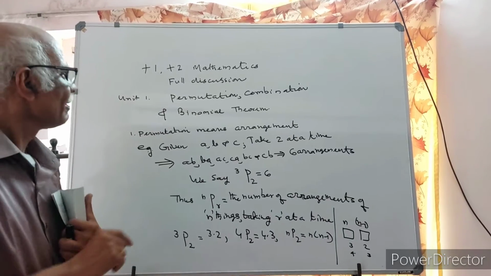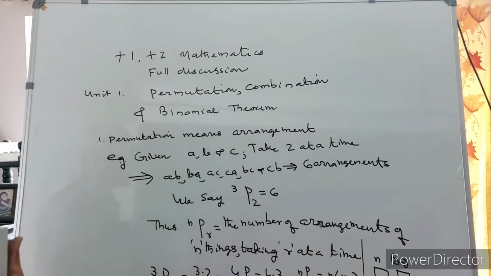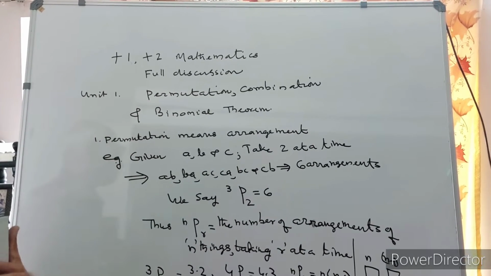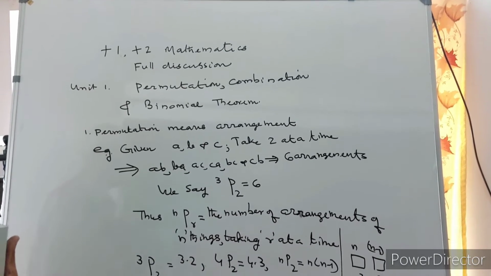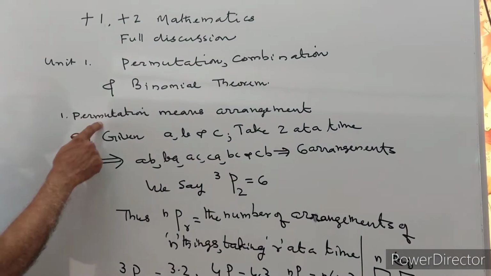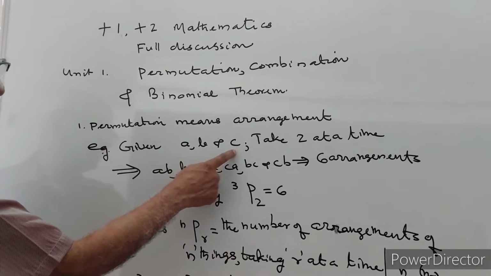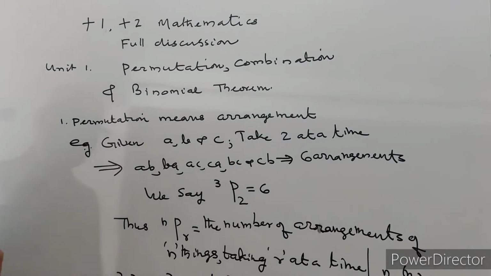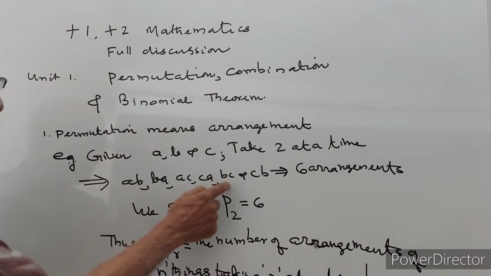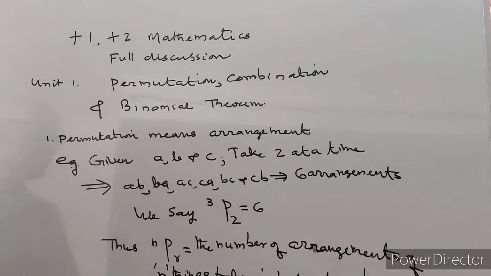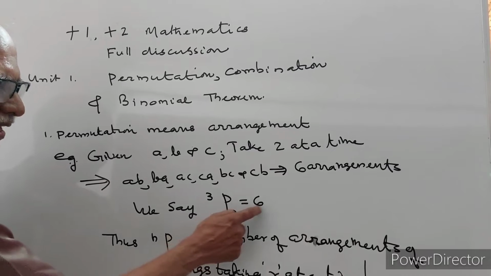First year, unit 1, permutation, combination and binomial theorem. Now we will be, for the time being, taking the basics and then we will go into details. Permutation means arrangement. For example, if you are given A, B and C, we take 2 at a time. The arrangements are AB, BA, AC, CA, BC and CB. So we observe that there are 6 arrangements. We say 3P2 equals 6.